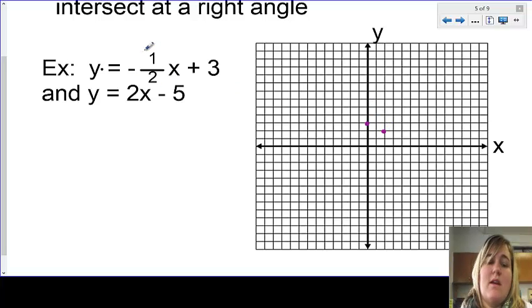Remember, I can only take my negative with one of them, and I like to take it with my rise or fall so that I know whether I'm going up or down, and I always run to the right, okay? So I'm going to go down 1 over 2. A couple more times here. Okay, I could do the opposite and go up 1, left 2. So I can go all the way across.